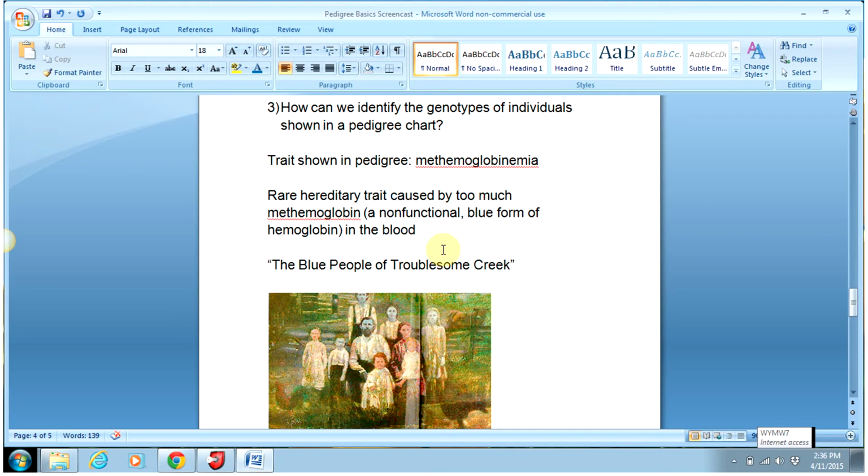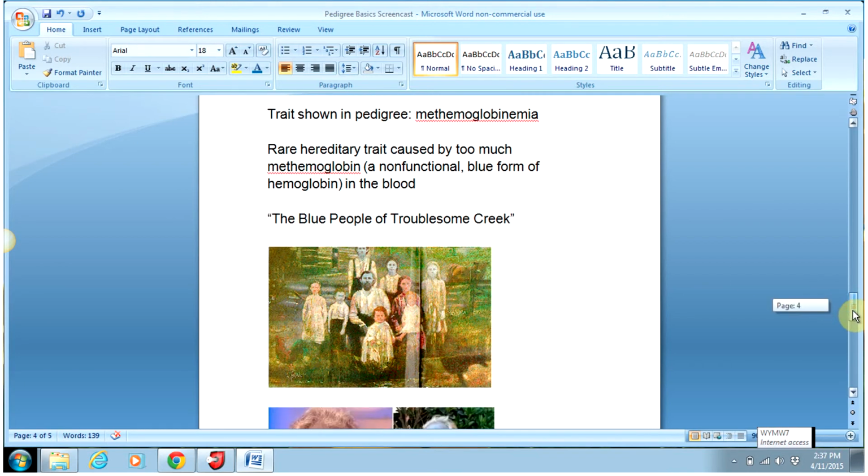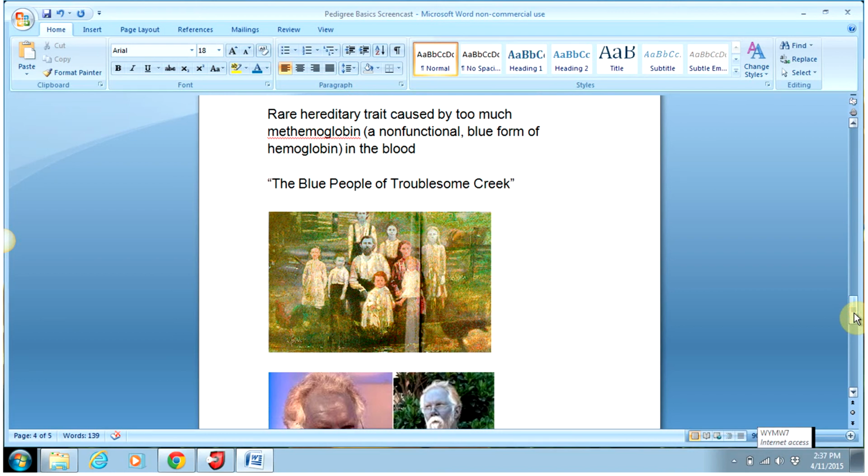Now, normally hemoglobin is red, and it binds to oxygen and helps carry it throughout the bloodstream. So methemoglobinemia would be having too much of this other version of hemoglobin, methemoglobin. That actually causes the skin to appear a bluish color.